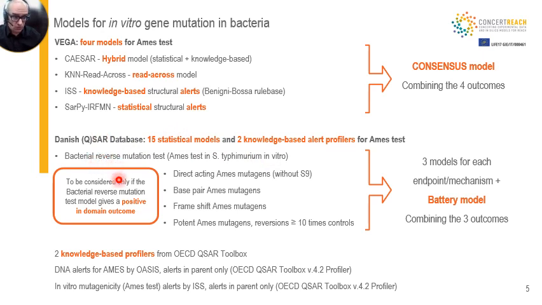The DanishQSAR database also includes 2 knowledge-based profilers from the OECD QSAR Toolbox, DNA alerts for Ames by OASIS, and in vitro mutagenicity Ames test alert by ISS, which is actually implemented based on the same Benigni-Bossa rule set as the model in VEGA.